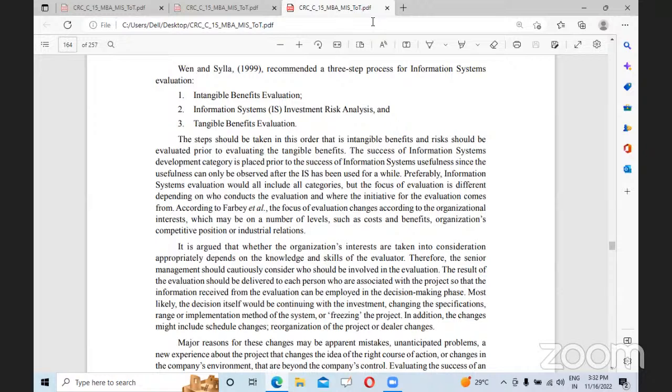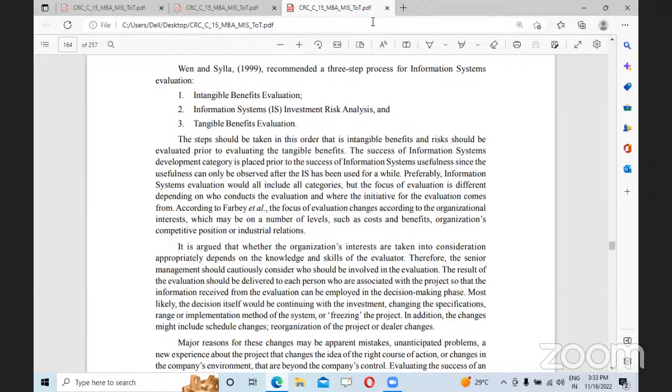Preferably, information system evaluation would include all the categories, but the focus of evaluation is different depending on who conducts the evaluation and where the initiative for the evaluation comes from. According to Farbey, the focus of evaluation changes according to organizational interests, which may be on a number of levels, such as cost, benefit, organizational competitiveness, and external relations. With respect to the industrial environment, it is argued that whether the organization's interests are taken into consideration appropriately depends on the knowledge and skills of the evaluator.